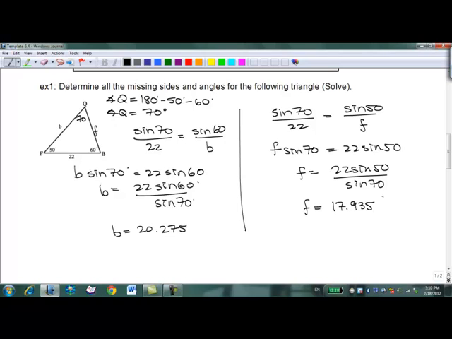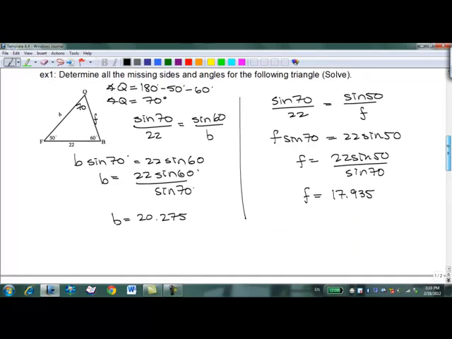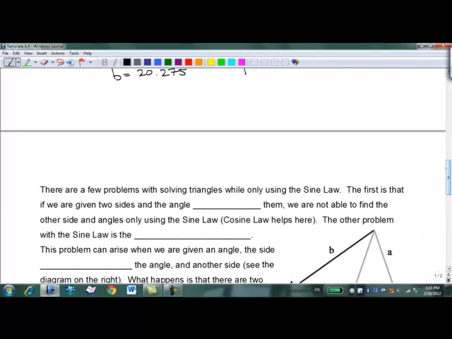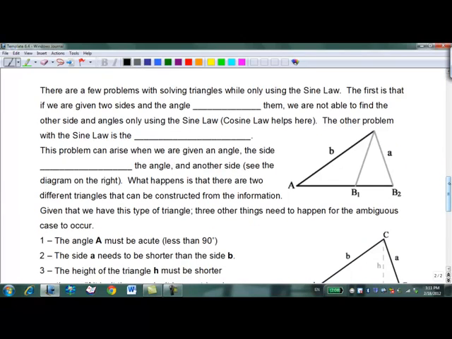So that seems about right. If we look at our picture, the diagram's okay. That's probably not a bad estimate. So the sine law, super useful, really great. There's only one problem though. So if we scroll down to the next page here, one major problem, one kind of minor problem.